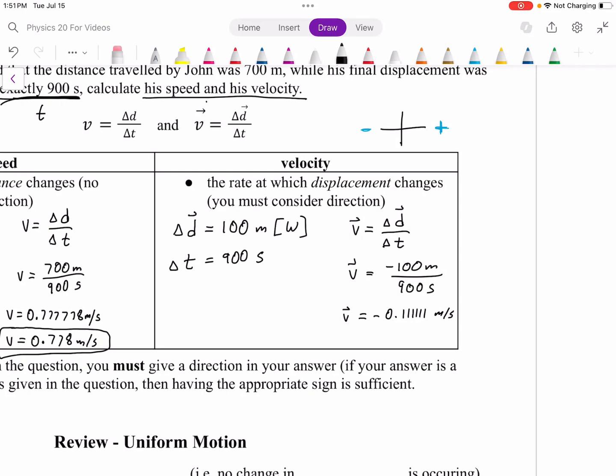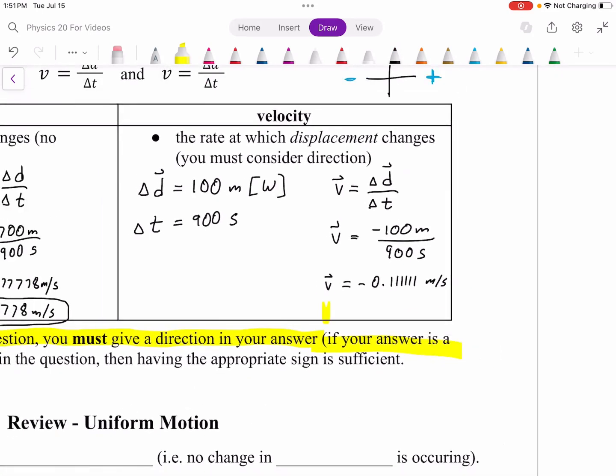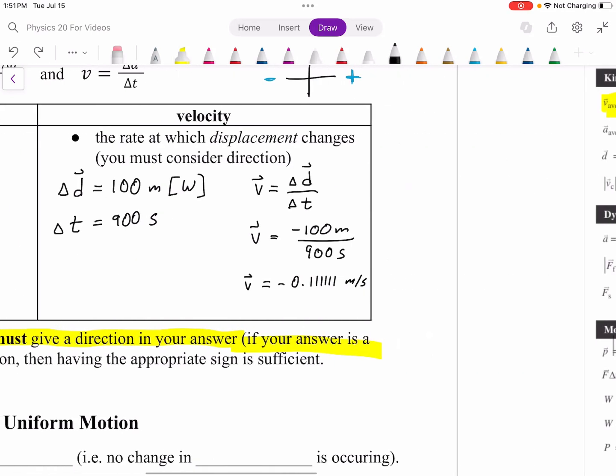Okay, now again, we need to give a direction, right? If directions are given in the question, we need to give a direction in our answer for a vector anyway, right? If our answer is a vector, okay? Well, velocity is a vector. So that negative, right? There's no such thing as like negative direction necessarily. We're using negative to represent west. So I need to now do my sig digs, and I also need to interpret that negative. So I'm going to say that the velocity is 0.111, still 3 significant digits here, meters per second to the west.